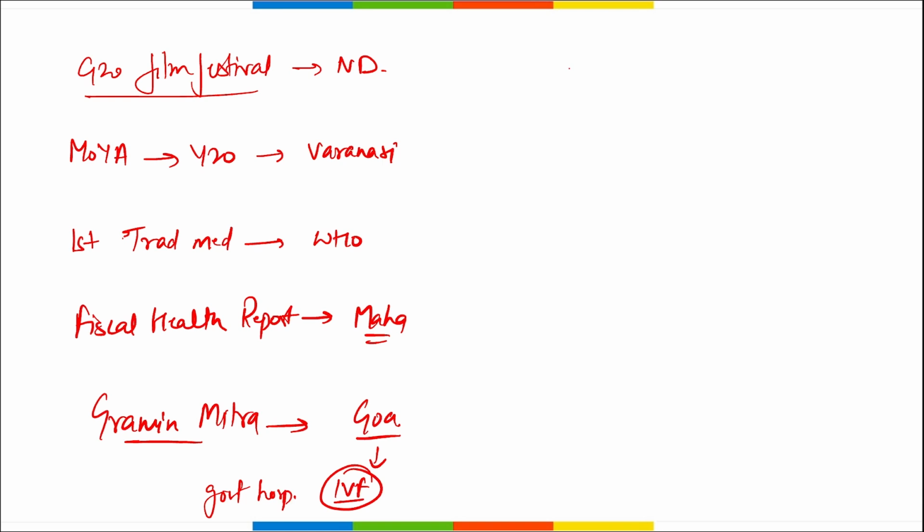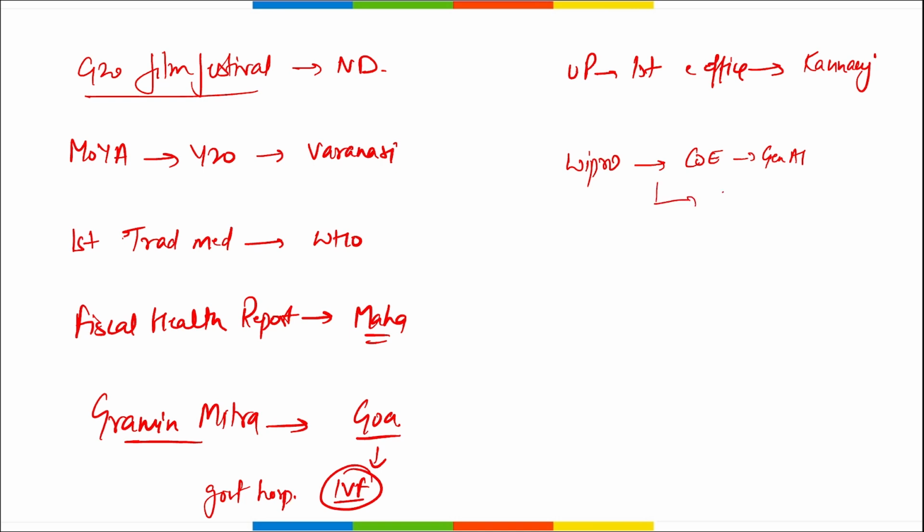Right? Then Uttar Pradesh's first e-office. Where is this located? Or where is this launched? So Uttar Pradesh's first e-office system was launched in Kannauj. Right? Where was it launched? It was launched in Kannauj. Then Wipro, they have launched a generative AI, correct? And they have launched a center of excellence for generative AI. And where was this launched? This was launched in IIT Delhi, correct?